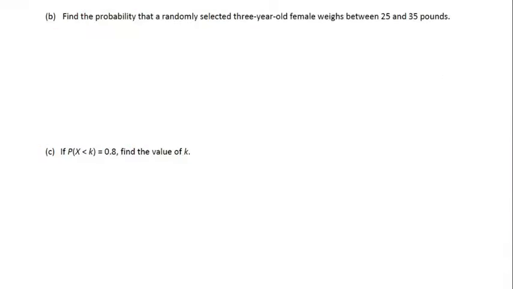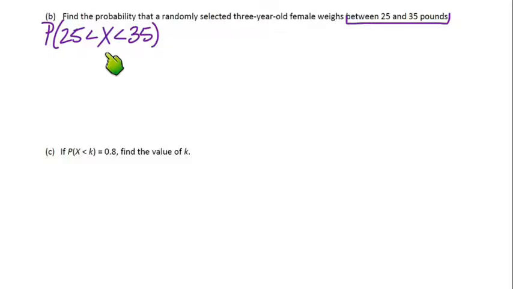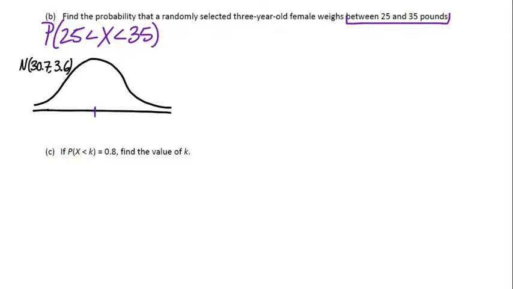All right, part B, what's the probability a randomly selected 3-year-old female weighs between 25 and 35 pounds? So there's an interval of values. What's the probability we get X somewhere between 25 and 35? So again, let's illustrate the curve, same exact curve. I can copy and paste it. And now let's mark off 25 and 35 and shade everything in between there.